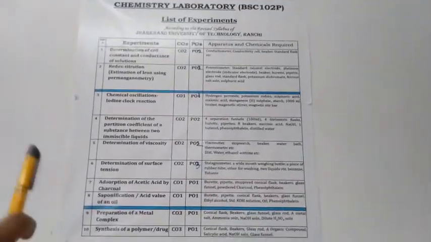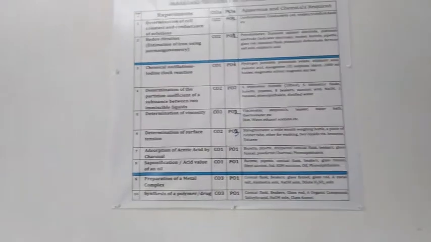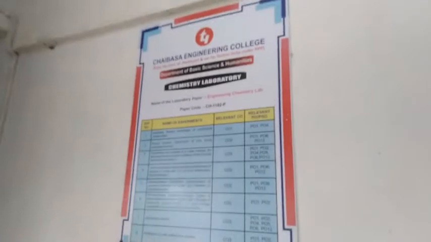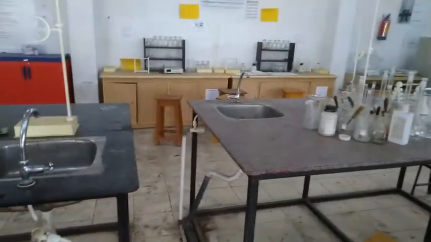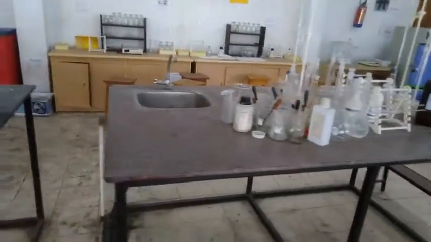Here is our list of experiments according to the Jharkhand University of Technology. These are the experiments we perform for the first and second semester students. Now here you can see the working days for the analytical and chemical experiments. If we need tap water and a sink, we have 4 sets and 2 sinks for the experiments.